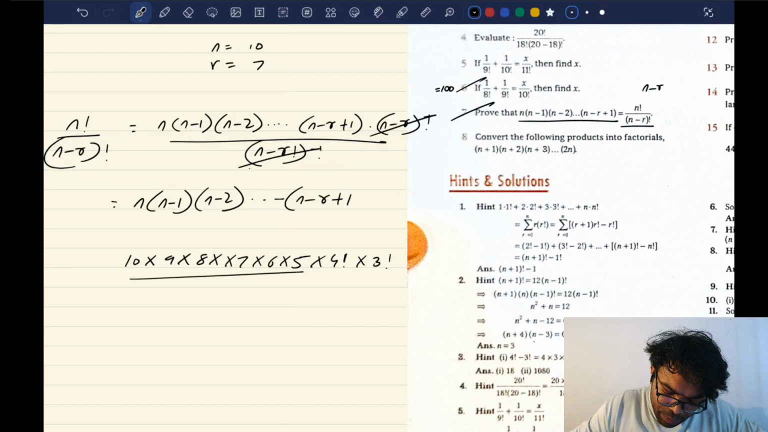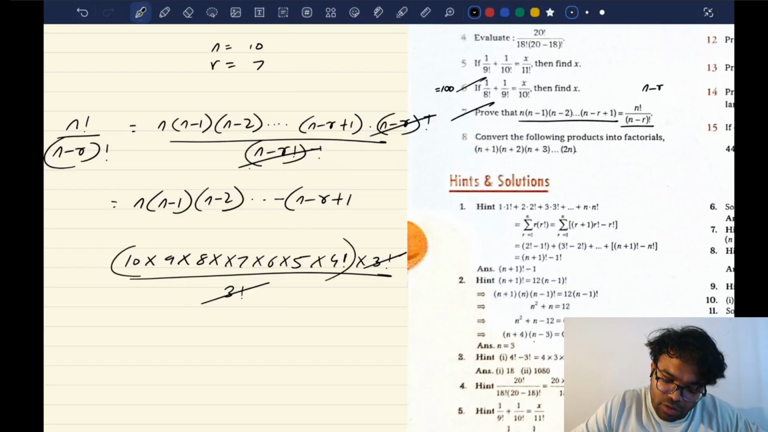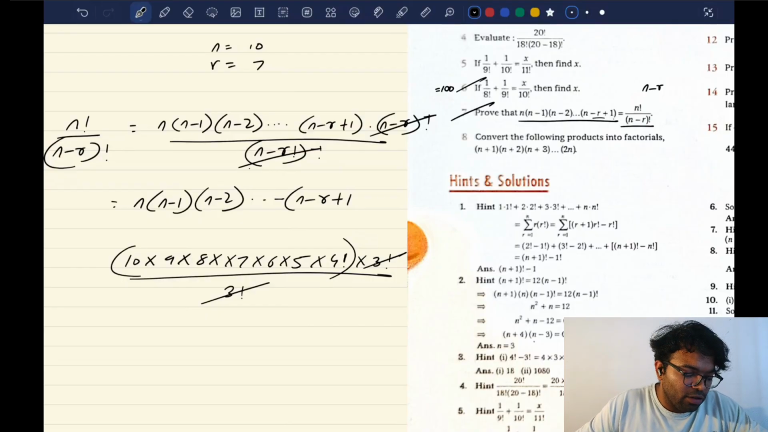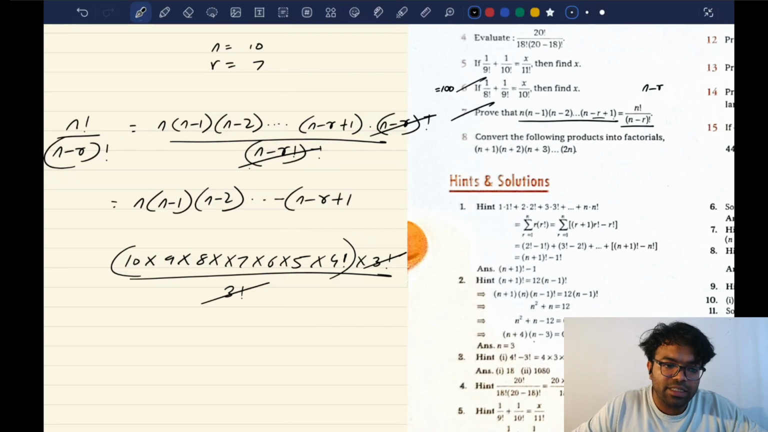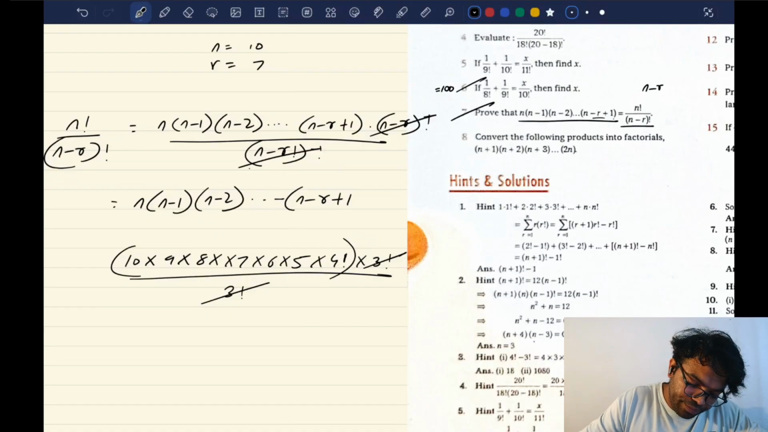So 3 factorial upon n minus r becomes 3 factorial, and this gets cut off. So here you will be left with the answer. So this is n minus r plus 1. So many a times, instead of breaking your head like this, it is easy to put in the values and get the number yourself. Clear?